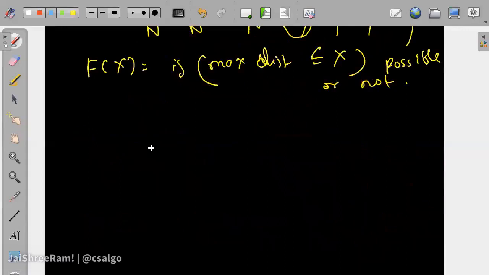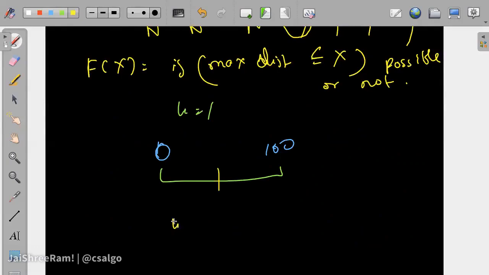Let's say we have a point at 0 and a point at 100, just these 2 points, and k equal to 1. Now you cannot make the distance between these two 1, 2, 3, and so on. These are all no's. You cannot make it 49, but I can make it 50, right?